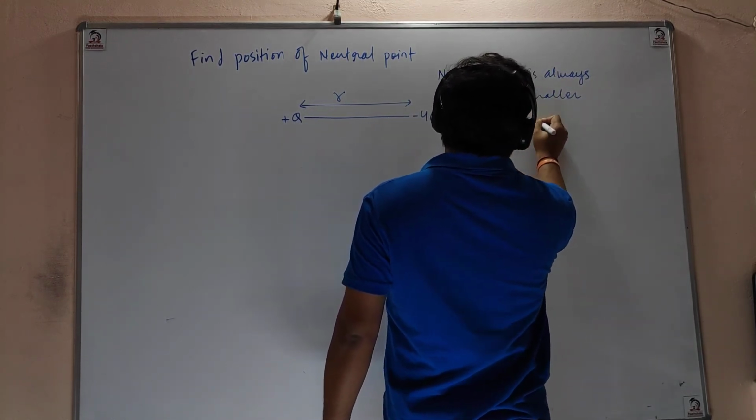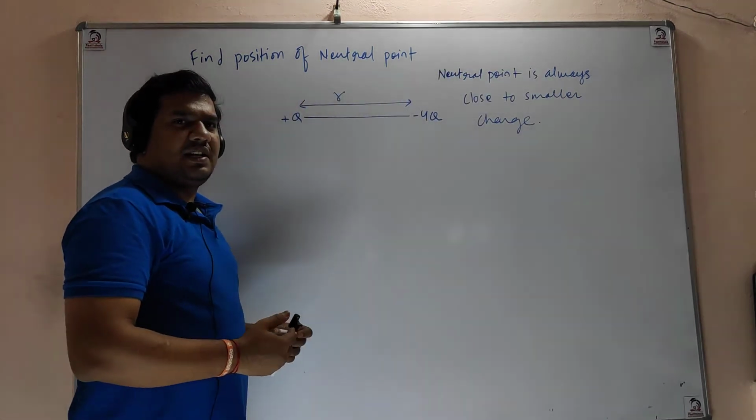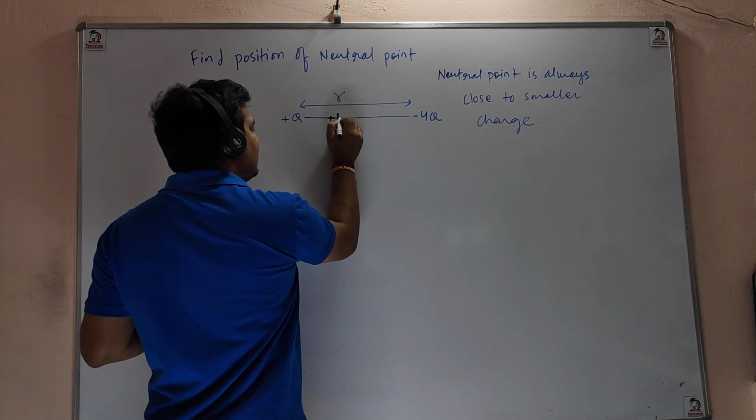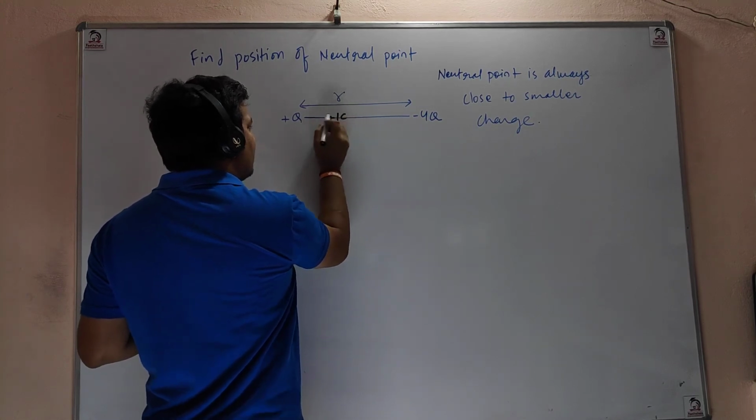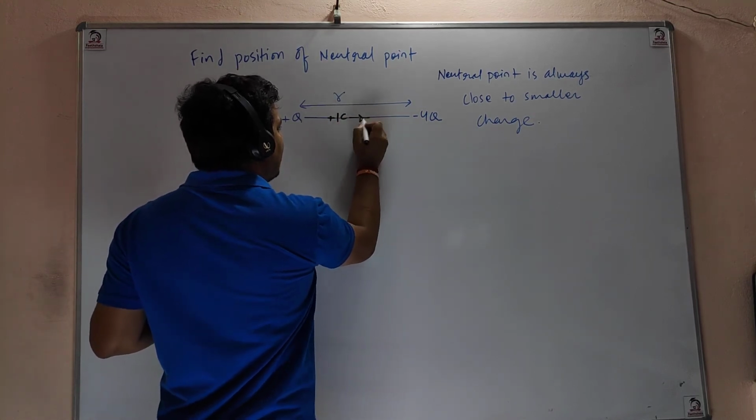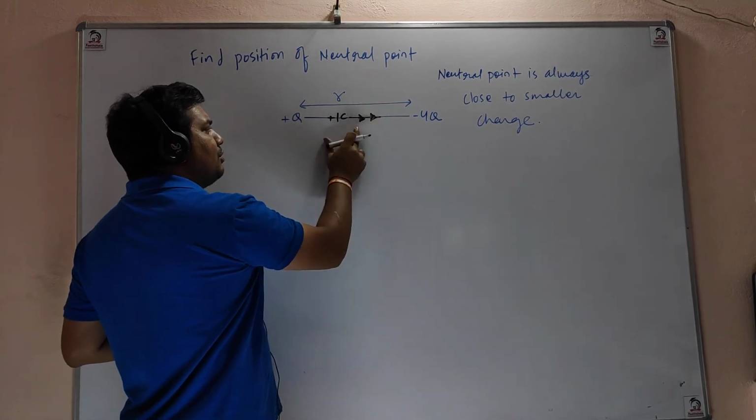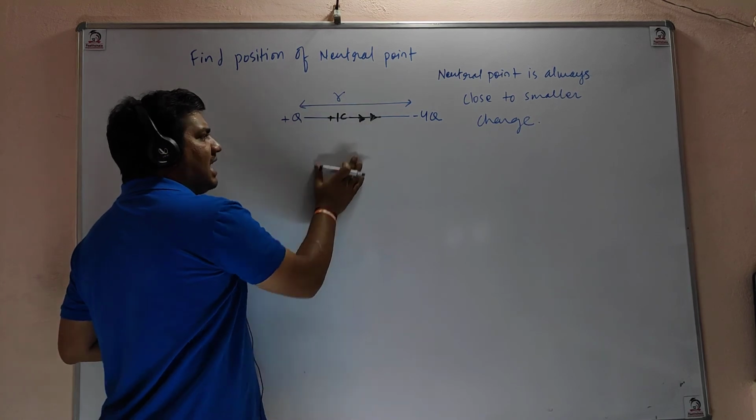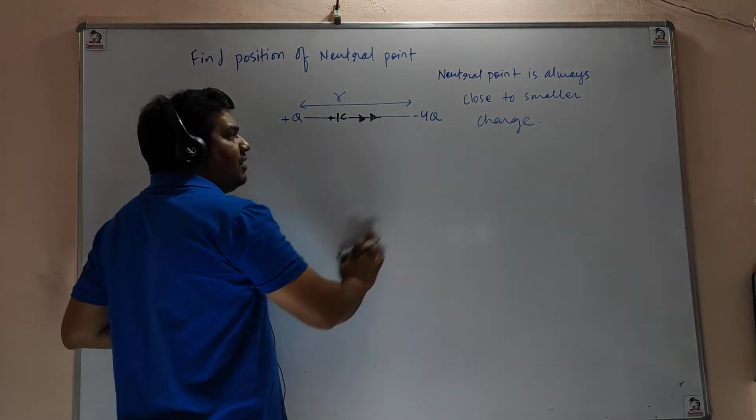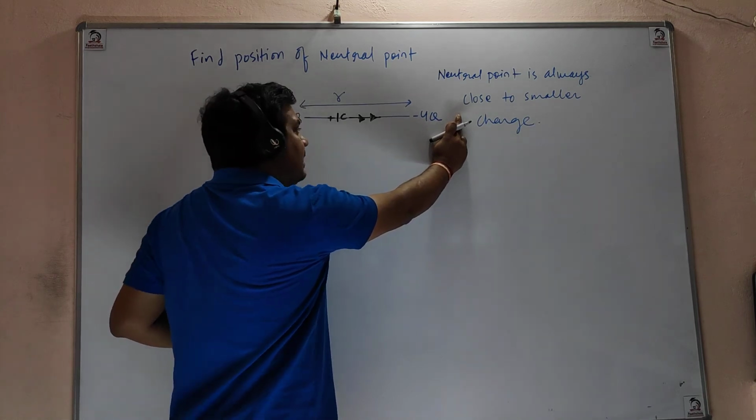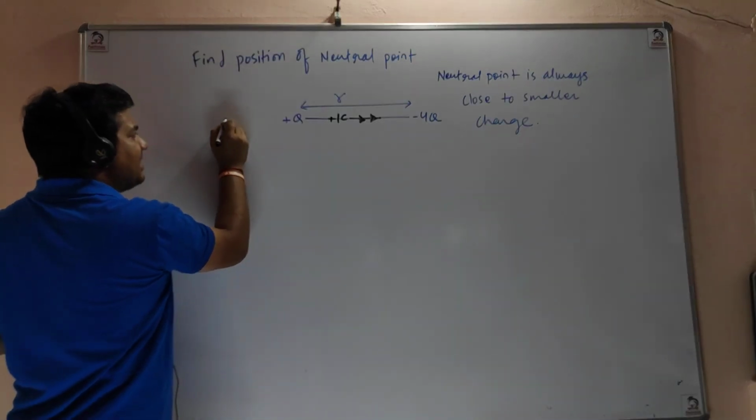Remember this. Now if we keep plus 1 coulomb here, this plus q will repel and minus 4q will attract, so both forces will come on the same side. So the neutral point is not possible between the charges. And if we put plus 1 coulomb here, the distance from the smaller charge will become very big. So only one position is left.